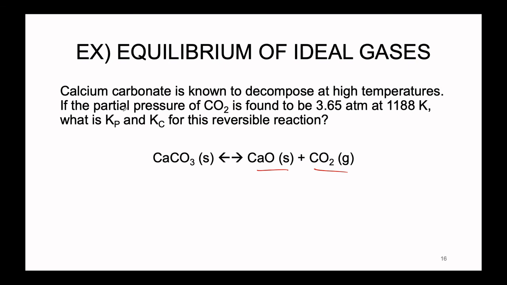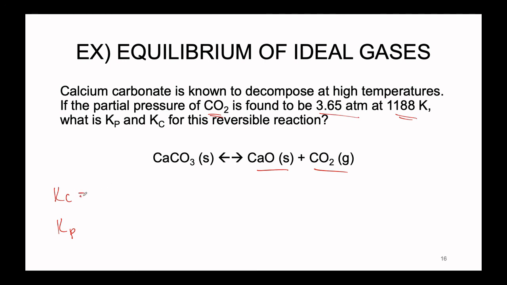So calcium carbonate is known to decompose at high temperatures. If the partial pressure of carbon dioxide at the end of the reaction is found to be 3.65 atmospheres, and we are, again, working at high temperatures, so something like 1188 Kelvin, what is the Kp and the Kc for this reversible reaction? Okay, so let's look at it, in my opinion, a very fun example. It's fun because there's a very nice trick to it. You might be thinking, I don't have any values for calcium oxide or calcium carbonate. How am I supposed to figure out what my Kc or Kp is equal to if I don't have any information aside from the pressure of the carbon dioxide?